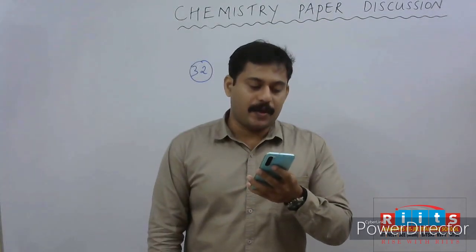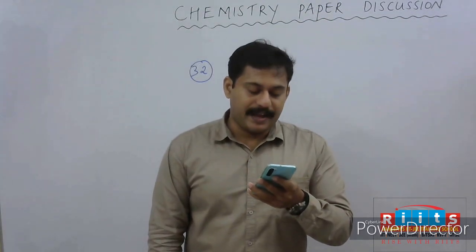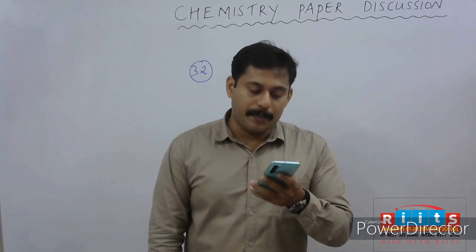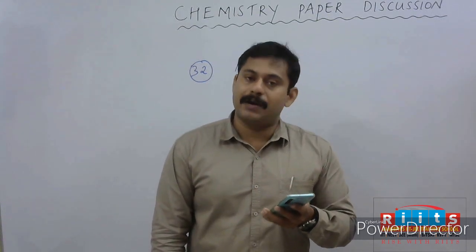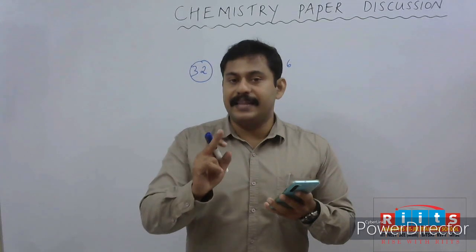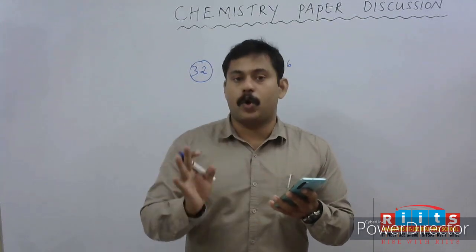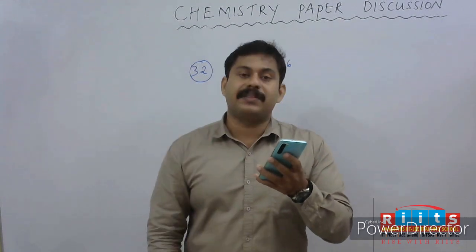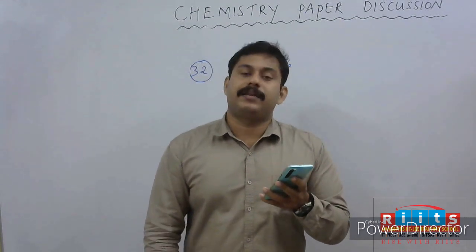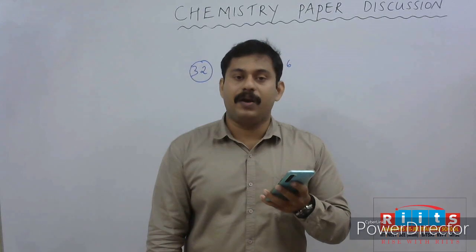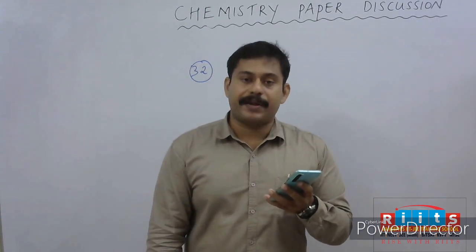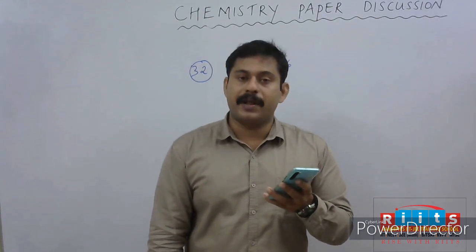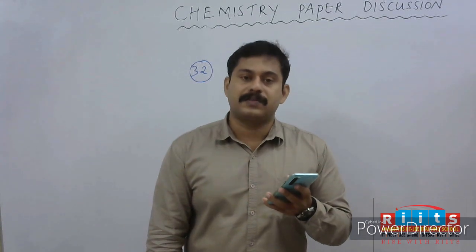Okay, let's start question number 32. What they are asking: nylon 66 is a polymer of hexamethylene diamine and adipic acid. The 66 indicates the number of carbon atoms in the monomers. So the first 6 is for hexamethylene diamine. The next monomer is adipic acid, COOH, CH2 four times, COOH, and after the polymerization we will get nylon 66, right?